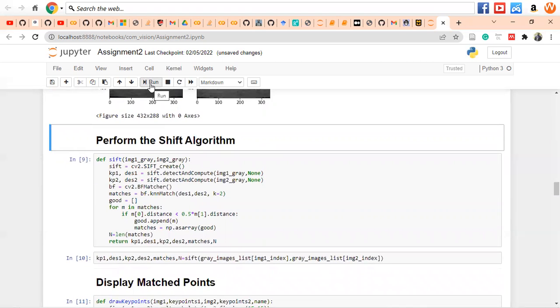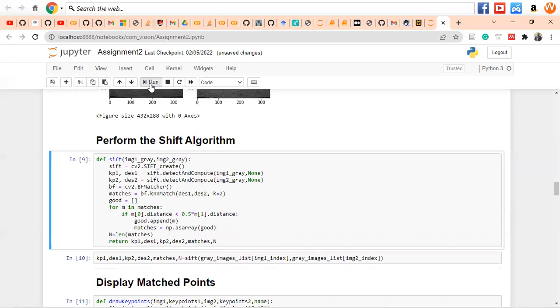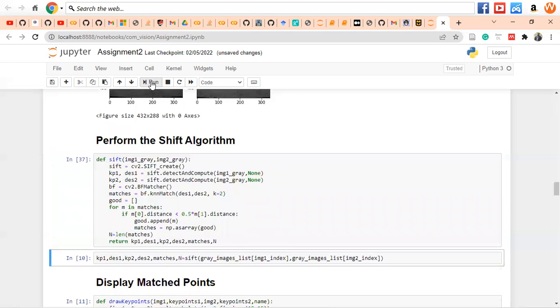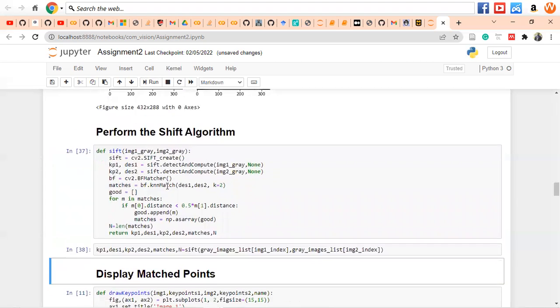The next was to perform the SIFT algorithm to get the key points. So I defined a function that does all the SIFT computation and returns the key points, the matches, and the number of matches. That's what the SIFT algorithm does. So I used the SIFT algorithm from CV2, which does that for me, with other processes that I've included in the function. So right here, I get my key points.